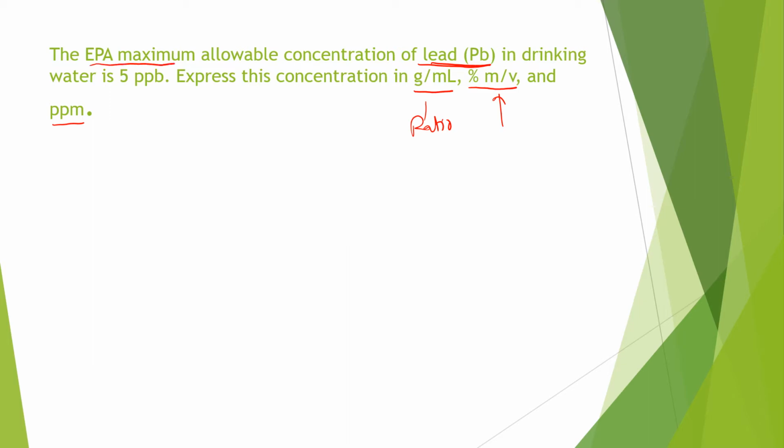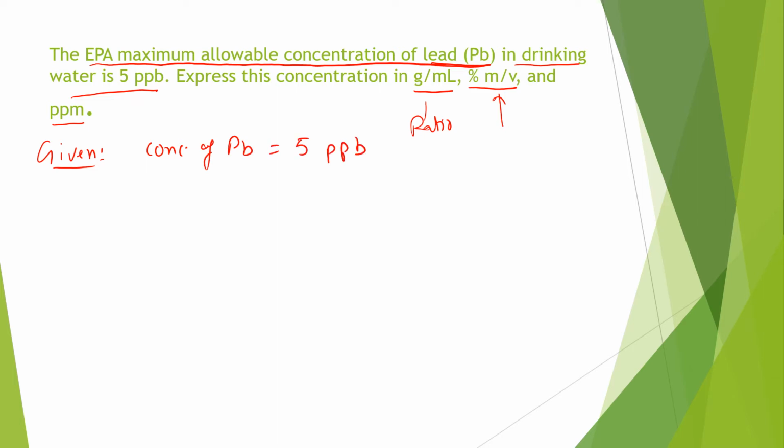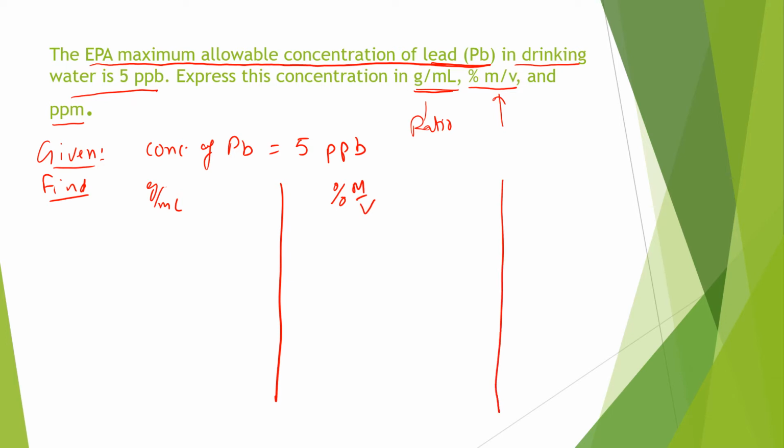The EPA maximum allowable concentration of lead in drinking water is 5 parts per billion. So the concentration given to us is 5 parts per billion, and we want to find the concentration in grams per milliliter, and we need to find the concentration in percent mass over volume, and finally we want to find the concentration in parts per million. So we have three different calculations of the same solution.